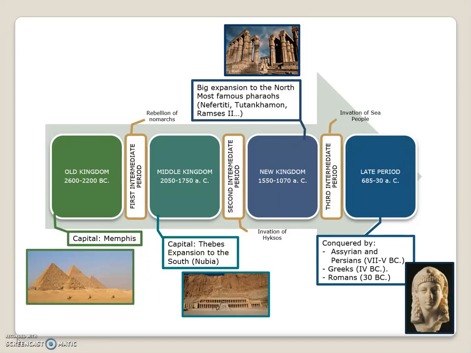This dynasty, the Ptolemaic dynasty, ruled Egypt during the last period until the Romans, in the 30s before Christ, conquered it and turned Egypt into a Roman province.